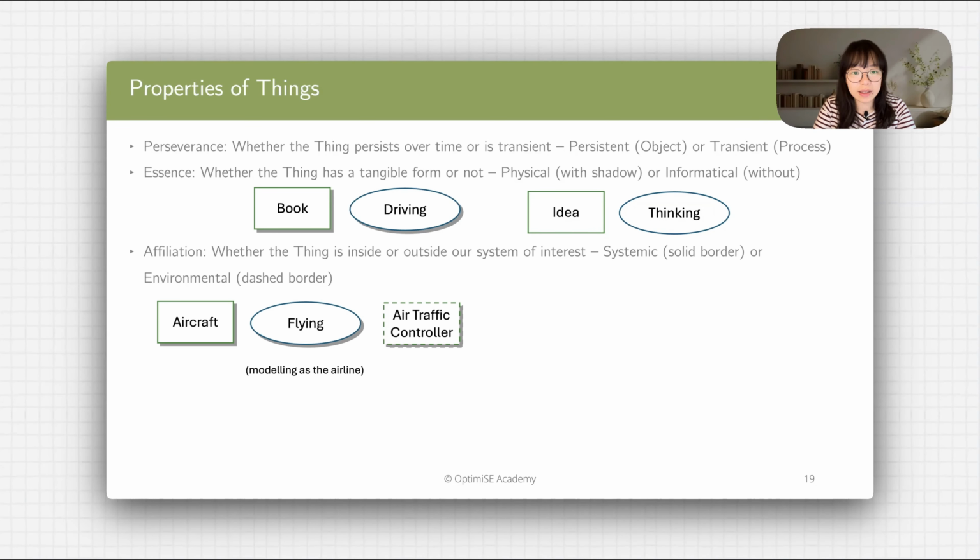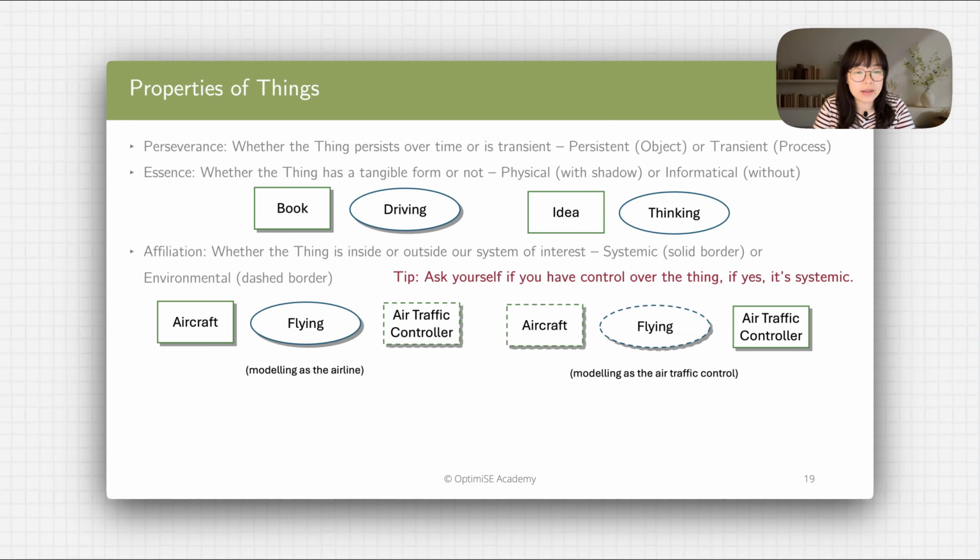Let's take aircraft as an example. If you're modeling your flights as an airline company, then the aircraft you own and their flying processes will be systemic because you have control over them. However, the air traffic controller in this model will be environmental because they are not under the airline's control. On the other hand, if you're modeling this as the air traffic control, then those aircraft and their flying processes will not be something that you can control, so they will be environmental, and only yourself, the air traffic controller, will be systemic. So whenever you struggle in determining whether a thing is systemic or environmental, just ask yourself if you have control over that thing.